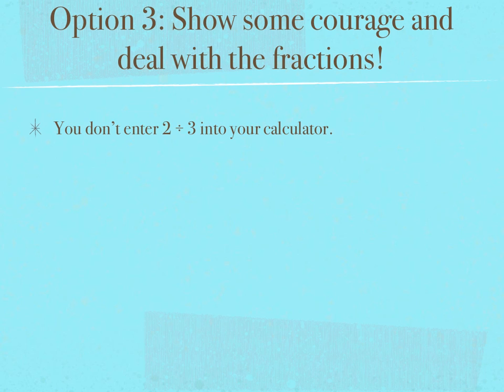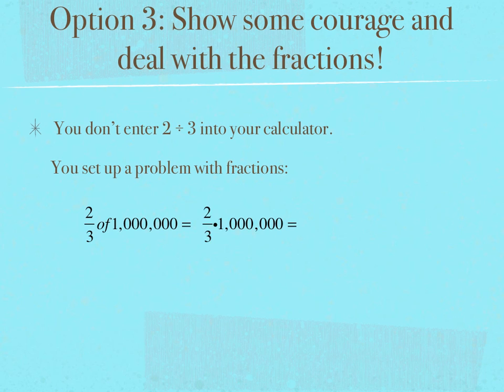Option 3 requires that you not be a math wimp. You have to show some courage, and you have to actually deal with the fractions rather than reaching for your calculator the minute you see a fraction. Here's what the problem looks like if you are in fact courageous enough to deal with the fractions. You don't enter 2 divided by 3 into your calculator right at the start. Instead, you set up a problem that has fractions. You know that you want to find 2/3 of 1 million. And you know that in math, when you have that word "of" in there, that very often implies a multiplication problem. We want to take 2/3 times a million.